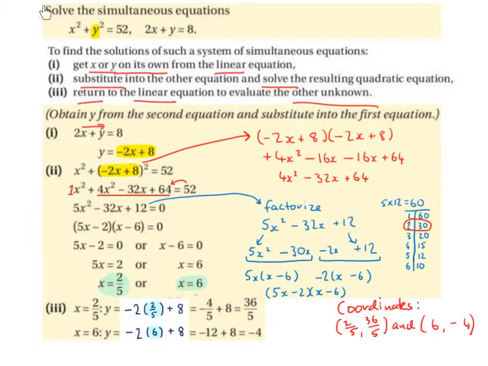So we were asked to solve simultaneously. Solve means find x and find y. And these are our x and y values. X values 2/5 and 6. Y values 36/5 and -4.